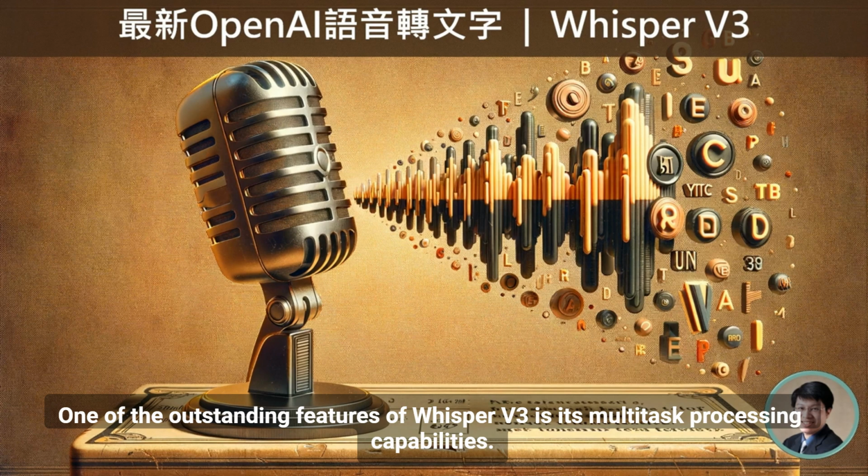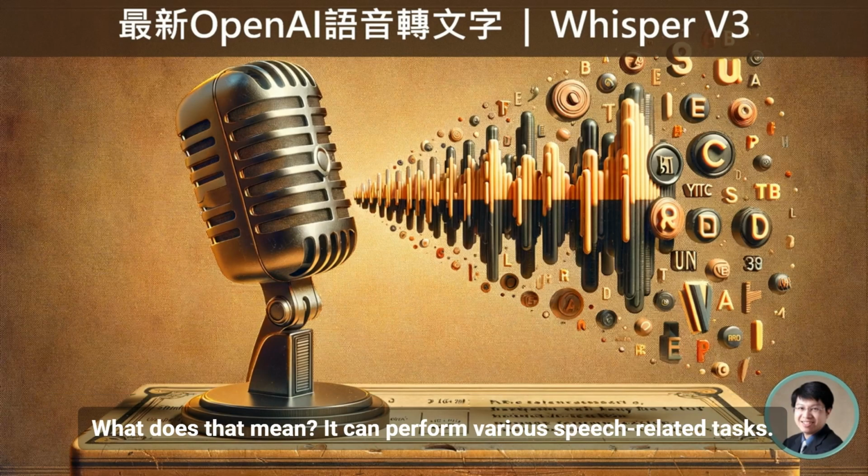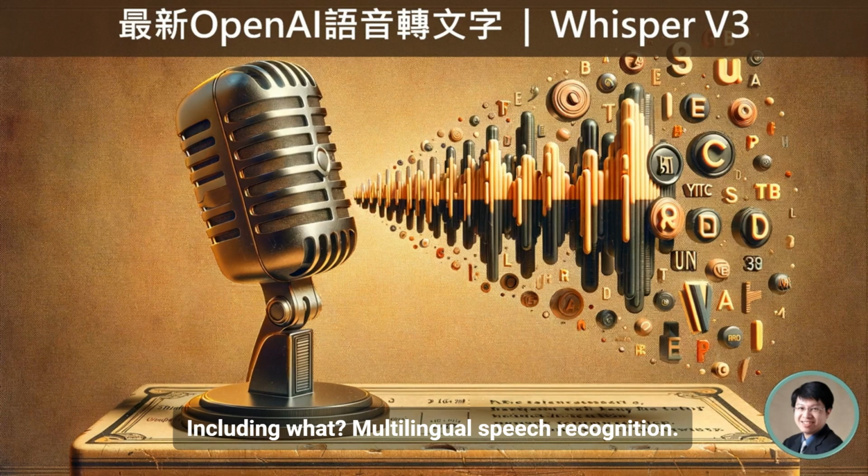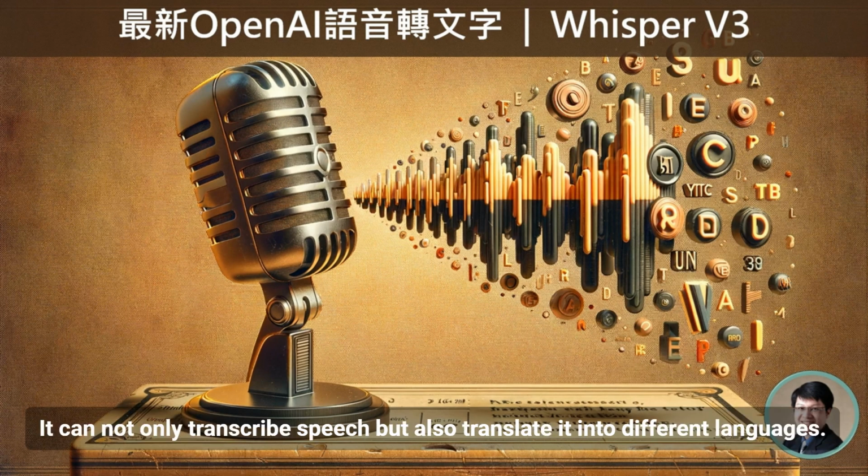One of the outstanding features of Whisper v3 is its multitask processing capabilities. What does that mean? It can perform various speech-related tasks. Including what? Multilingual speech recognition. Whisper v3 can recognize speech in multiple languages, suitable for different language environments. It can also perform speech translation. It can not only transcribe speech but also translate it into different languages.